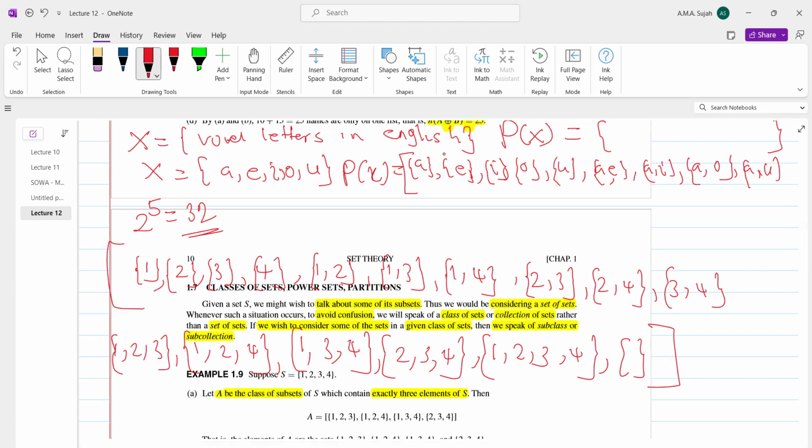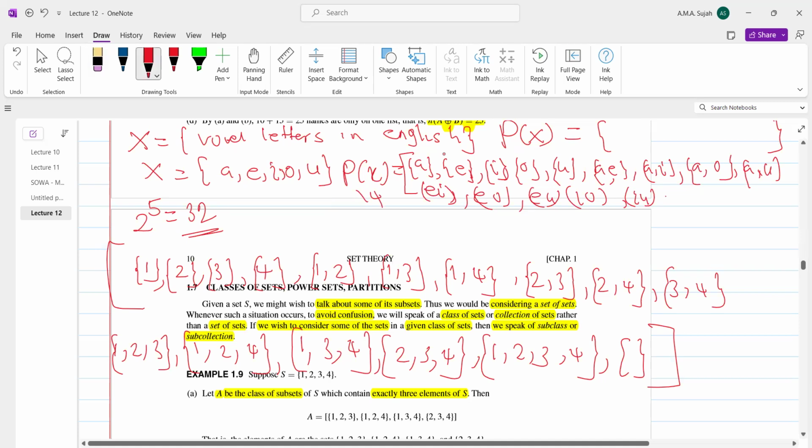Then I need to take the others. Here 5, here 4, that is 9, right? 9 coming. Then EI, EO, EU, so 12 altogether, right? Then IO, IU, so 14 coming. Then OU, altogether 15.